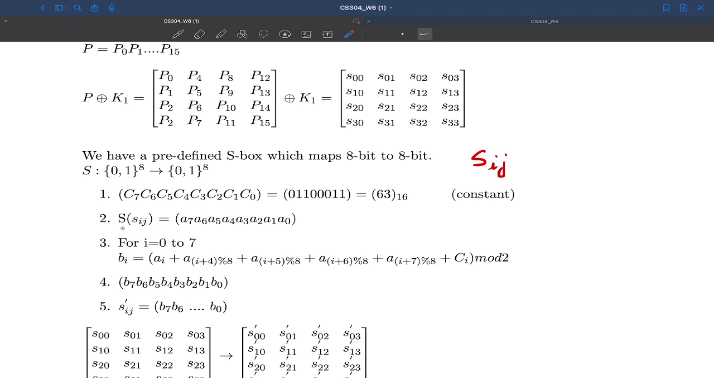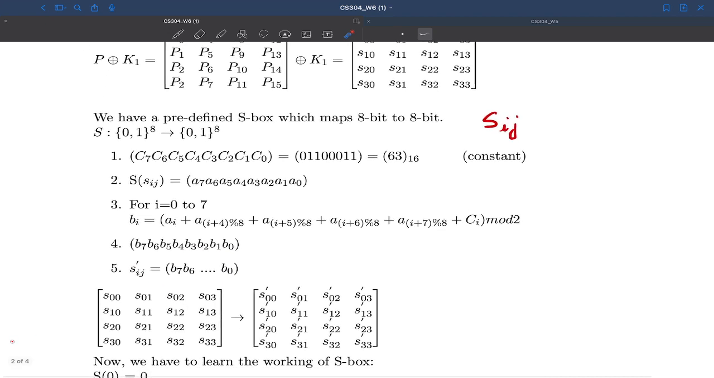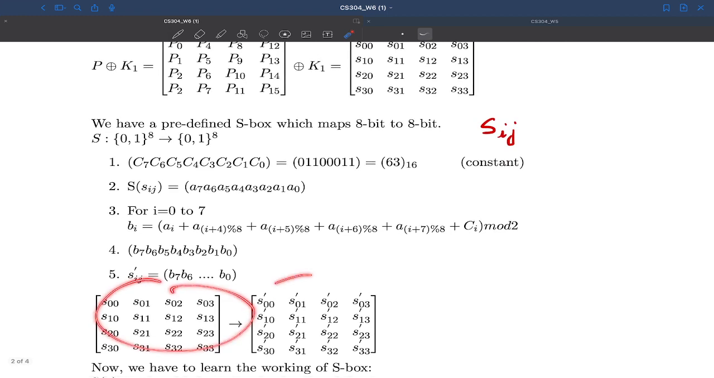Okay, so we have applied the S box on each entry, and we have applied this third operation. Now I got this set of bits, an 8-bit string. So this is the output of SubBytes. From this matrix to this matrix we have performed these operations.